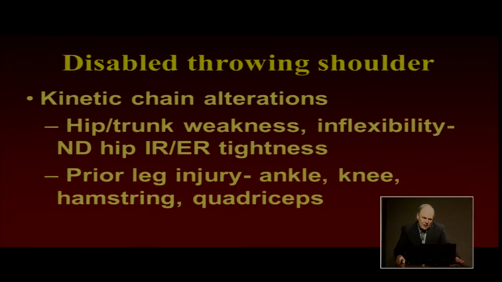In the kinetic chain, the alterations most commonly seen are hip and trunk strength weakness, and especially hip inflexibility, mainly in the non-dominant hip, internal and external rotation tightness. It can be one or the other, but it's most commonly external rotation tightness. In about 30% of these patients, they will have some type of prior leg injury. It may be as much as an ankle sprain or a meniscal injury in the knee. Did you know that the knee bone is connected to the shoulder bone?